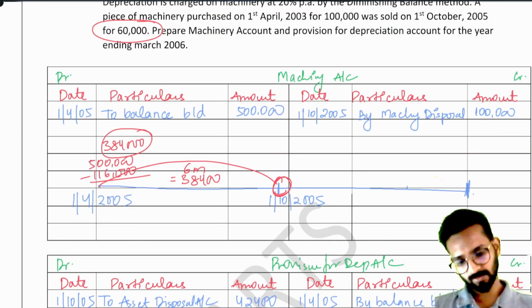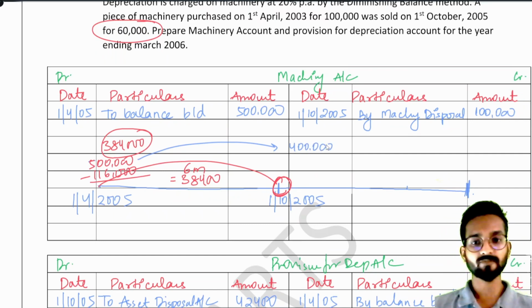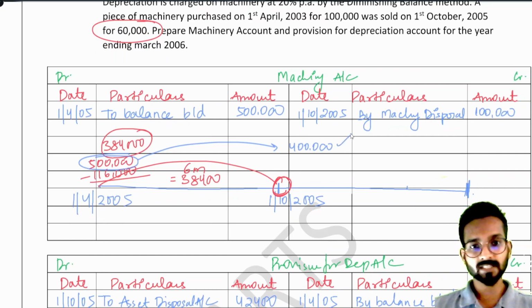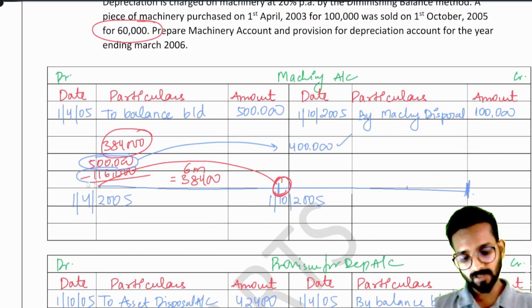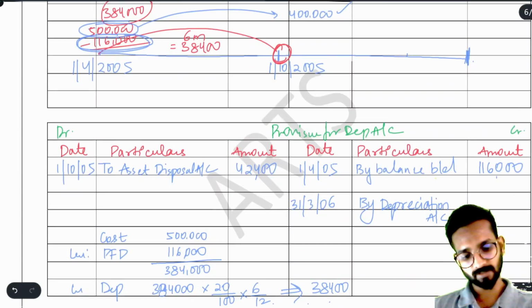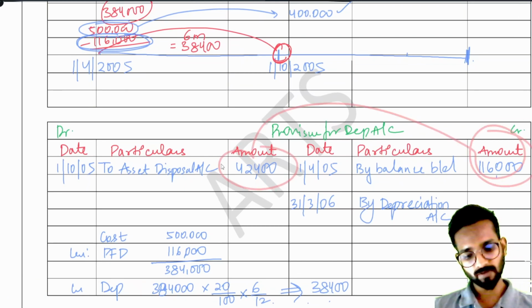So now on 1st October, what is happening? They are saying that this 5 lakh cost will become 4 lakh. Why? See, we are just removing the information of the asset which we have sold. The cost of asset we had was 5 lakh. Out of that cost, 1 lakh costing asset we are selling. So on 1st October, how much cost of asset do we still have? 4 lakh. Now provision for depreciation, how much did we have? 1,16,000. But out of that 1,16,000, we are transferring to asset disposal 42,400.